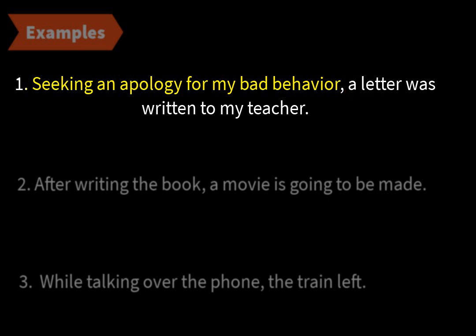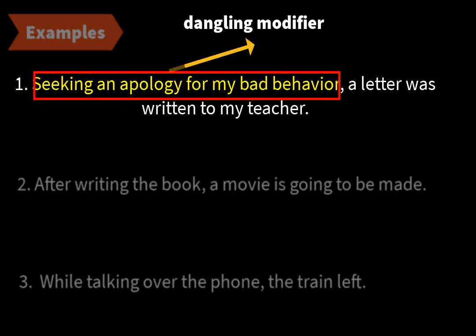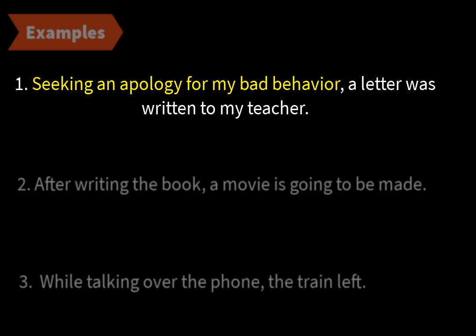So the word or the words that this modifying phrase intends to modify is not there, all right? And that is why it is a dangling modifier, because the sentence does not have the word or the words that this modifying phrase wants to modify or can logically modify. So that is why it is a dangling modifier. Let's look at the second example.